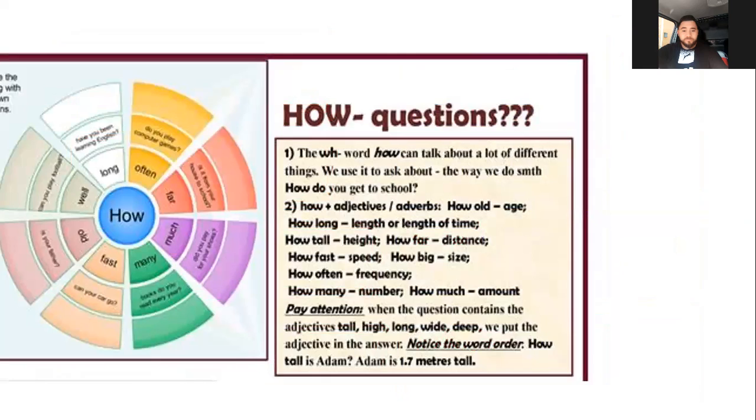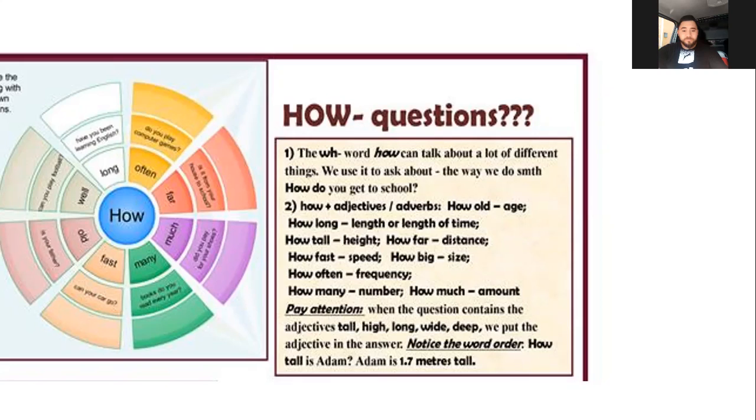So in here we have like a pie, and in that pie you see the different words that we can join to the word how. Normally they are adjectives to have different meanings. And in bullet number one, it says that the WH word how can talk about a lot of different things. We use it to ask about the way we do something.